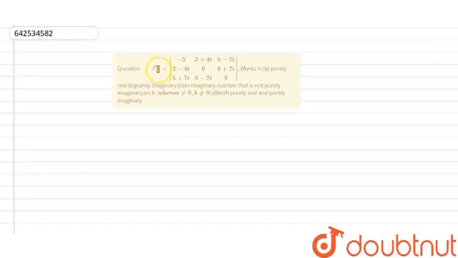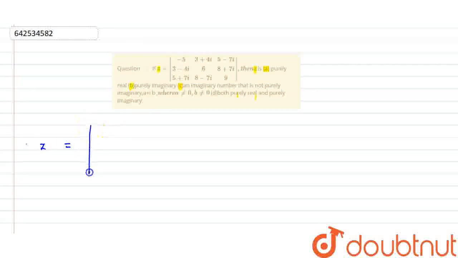Hello everyone. In the question we have Z as this determinant, and we have to tell whether this Z is purely real, or purely imaginary, an imaginary number that is not purely imaginary, or both real and purely imaginary. So let us write down the determinant that we have.